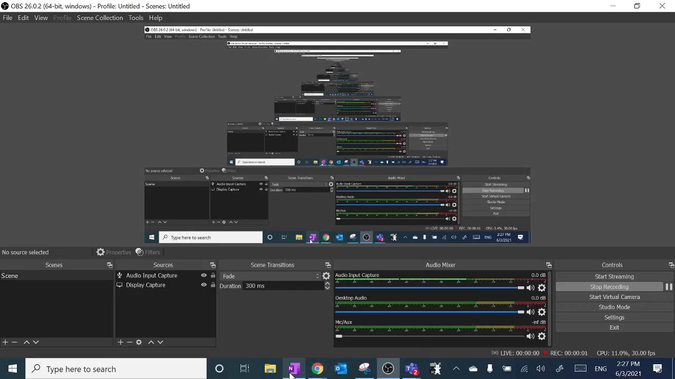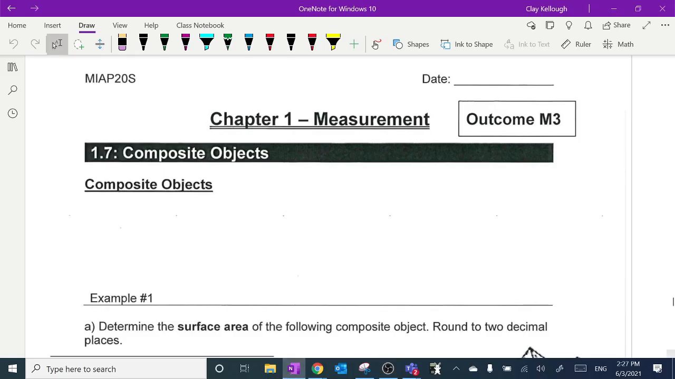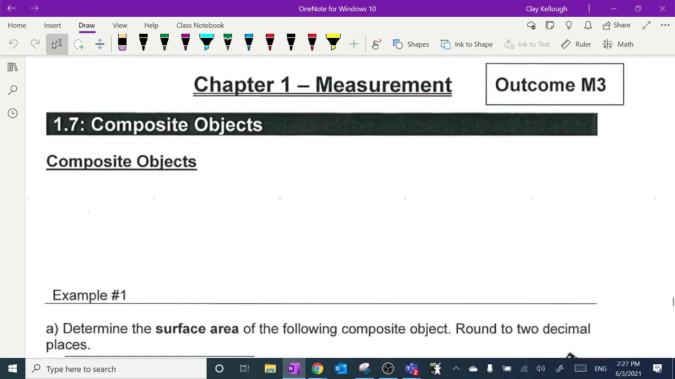All right, we're recording. All right, last lesson of chapter 1, composite objects.